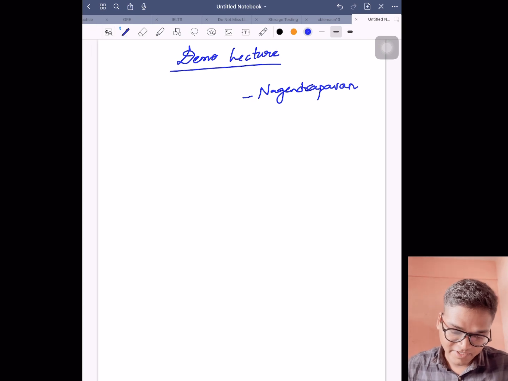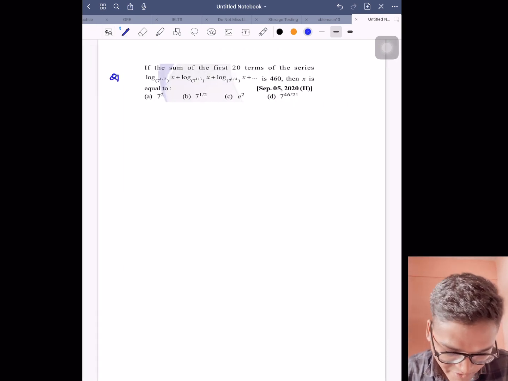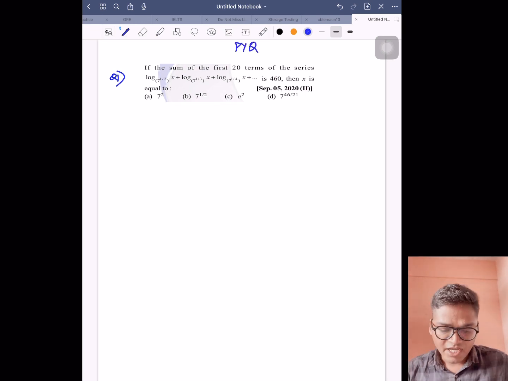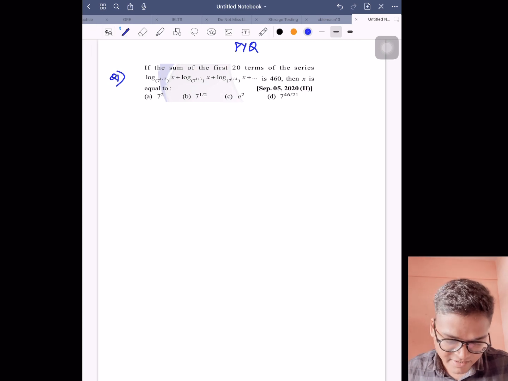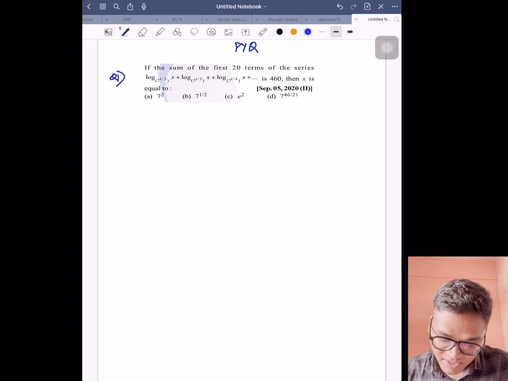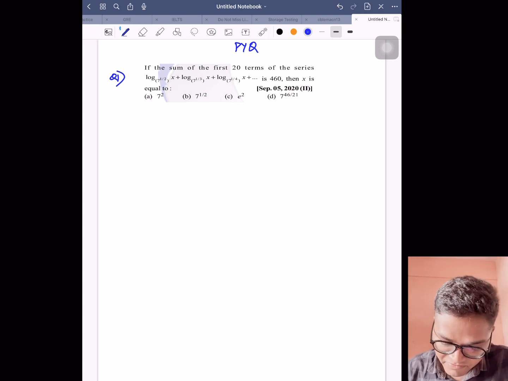So let's start. The first question, number 1, PYQ. You can see here the question is given: if the sum of the first 20 terms of the series log x to the base 7 power 1 by 2 plus log x to the base 7 power 1 by 3 and so on till 20 terms is given as 460, then find x. This is September 5th 2020.